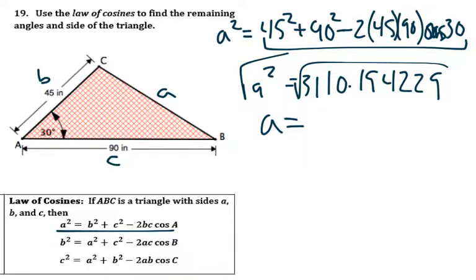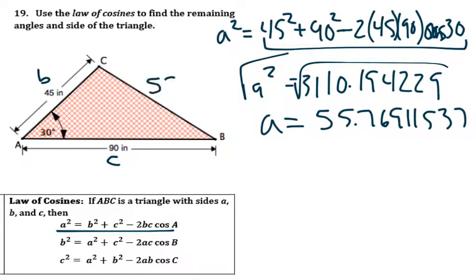So I'll take the square root of all that, and we get A equals, and I'm doing all this work in my calculator, so I'm not having to round. We get 55.769111537. Okay, so basically we can probably round it at this point and go 55.77.